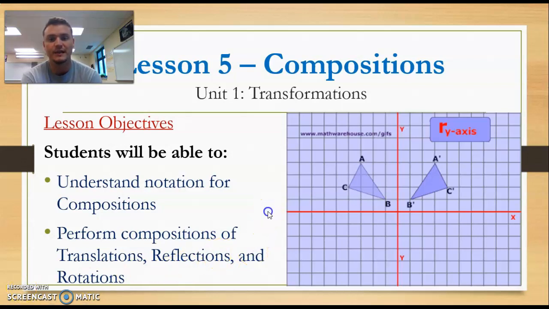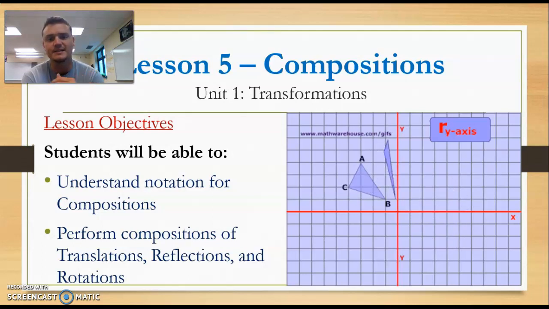This video is for lesson 5 dealing with compositions in our unit 1 over transformations. The lesson objectives today are students will be able to understand the notation for compositions and then be able to perform compositions of translations, reflections, and rotations.